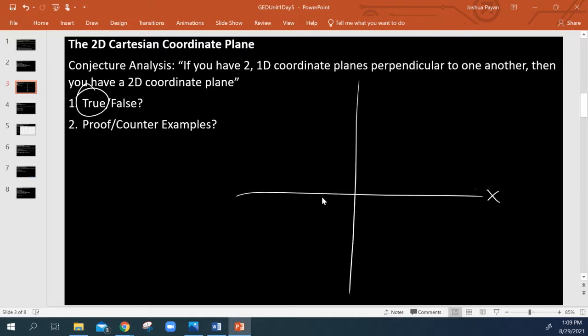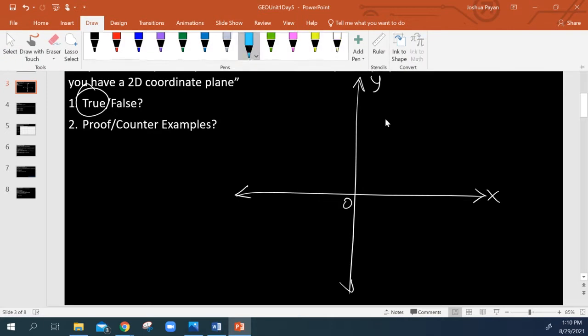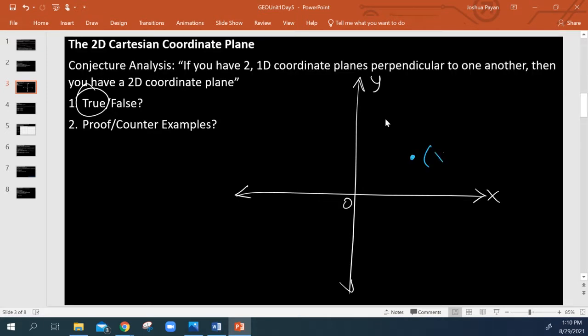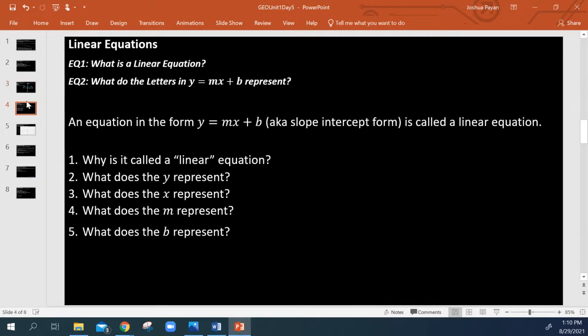So the x-axis by itself is a one-dimensional coordinate plane, right? It's a number line. And so is our y-axis. And when we put them perpendicular to one another right here at the origin, we get a two-dimensional coordinate plane wherein if I've got some point that exists here, I can define it using x and y, horizontal and vertical. Okay, so proof right here in the picture. Easy peasy, right?